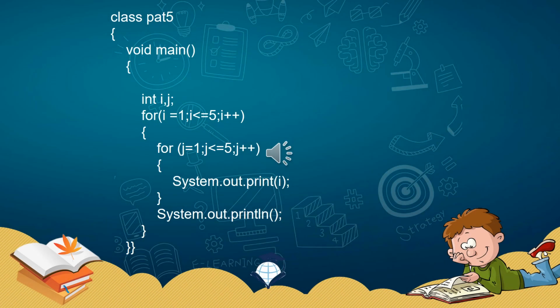This pattern has 5 rows and 5 columns. It prints the number instead of a symbol. So inner loop J ranges from 1 to 5 and outer loop I also ranges from 1 to 5. It prints the loop value, that is I.